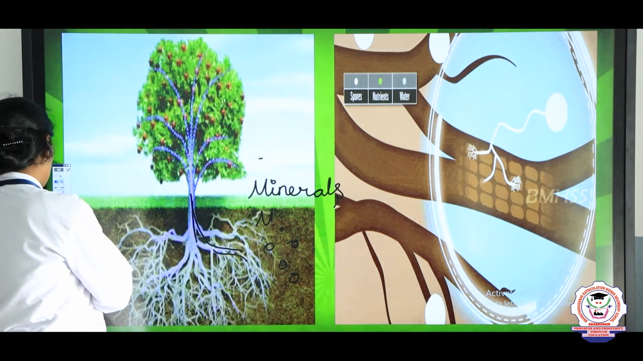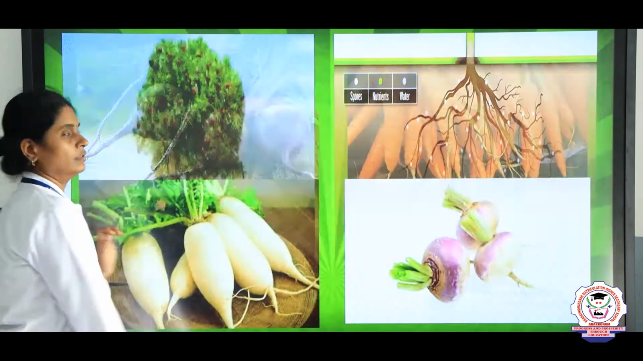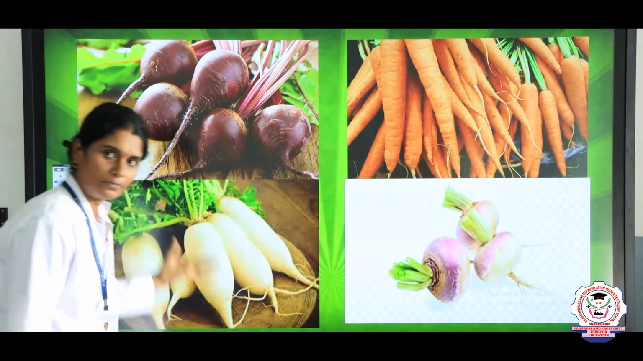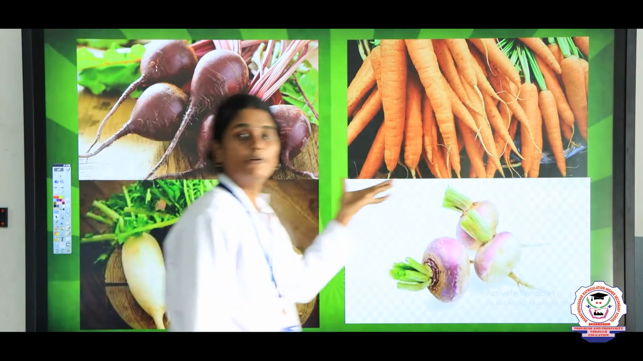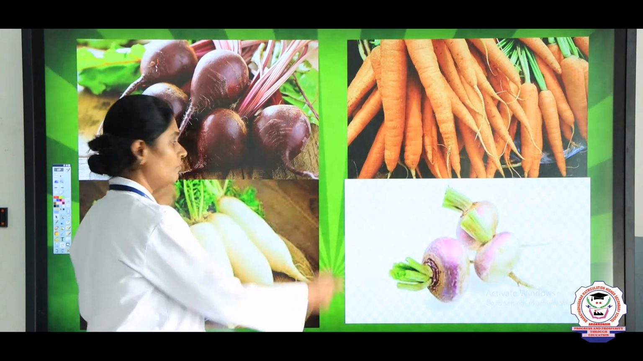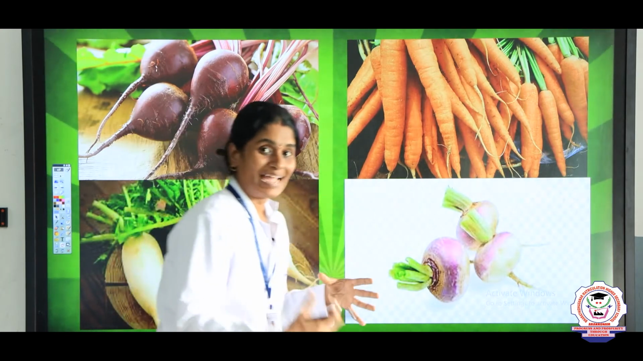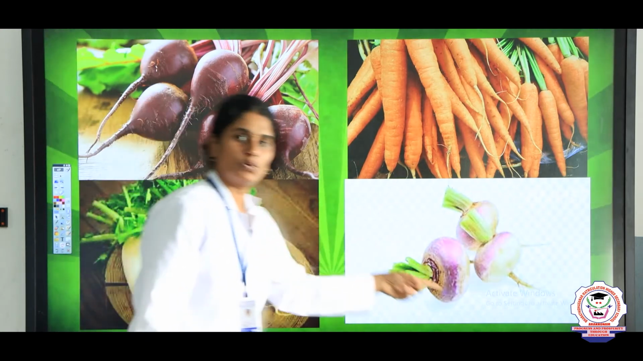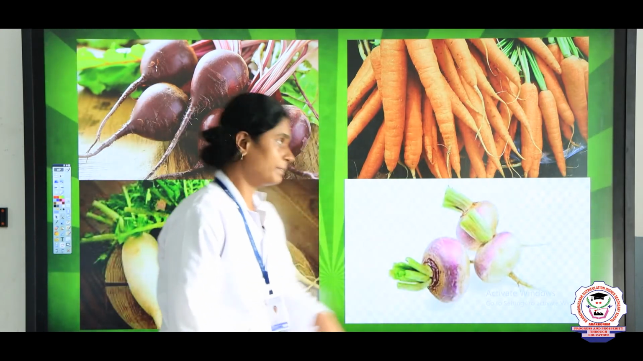Now let us see about the next one. There are some plants that store their food in the roots. We saw that the root has many functions. Some plants, for example, carrot, beetroot, radish, and this one is turnip. So, what are they?